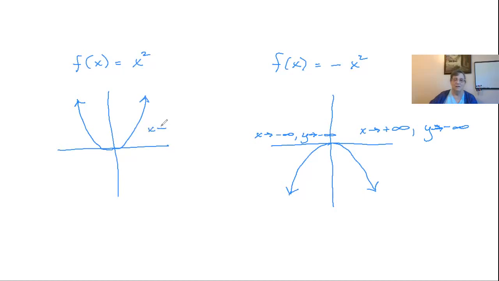Here we would say as x approaches positive infinity, y approaches positive infinity, and as x approaches negative infinity, y approaches positive infinity. So an even exponent is always going to go in the same direction, and the direction is going to be whatever sign the leading coefficient has.